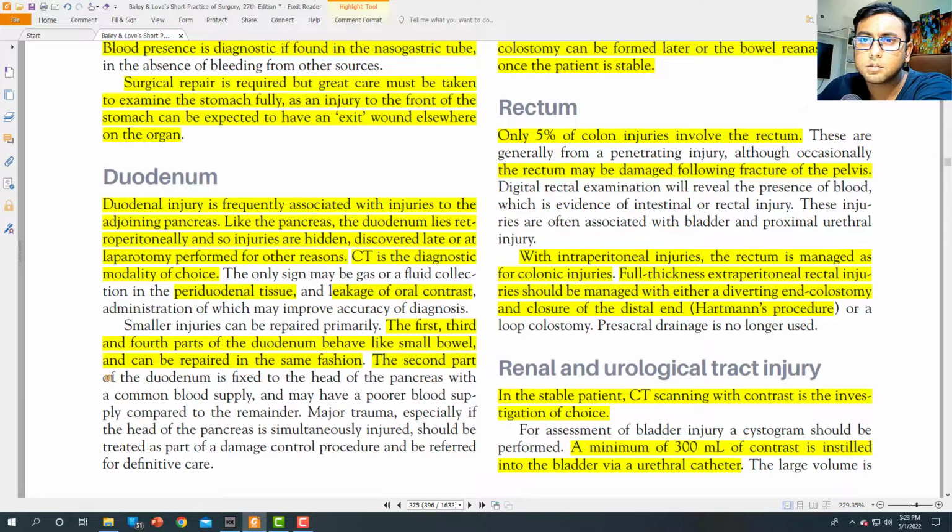The second part of the duodenum is fixed to the head of the pancreas with a common blood supply, and may have a poorer blood supply compared to the remainder. In comparison to the other parts of the duodenum, the second part is poorly infused. Major trauma, especially if the head of the pancreas is injured, should be treated as part of damage control procedures and referred for definitive care.